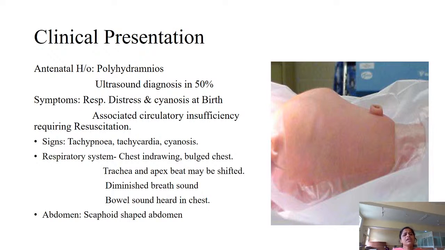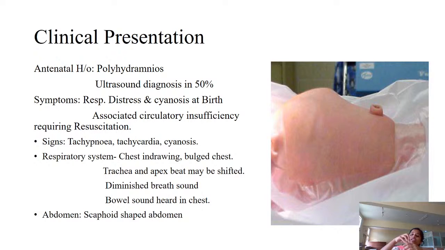So what happens? Respiratory distress and cyanosis. But why is there a respiratory distress? What is the problem? When there is a defect, the partition between the abdomen and the thorax is not normal. So whatever is inside the abdomen, the stomach, or the intestine, is going to pouch into the thoracic cavity.